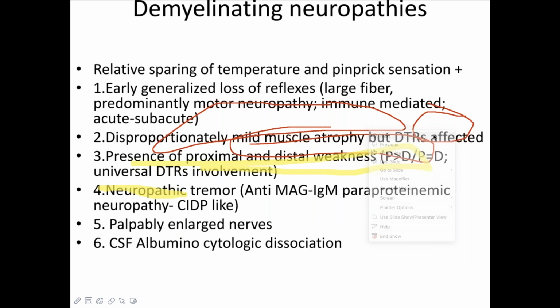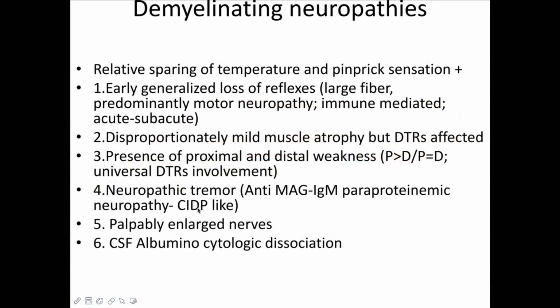However, now when we are contrasting from axonal to demyelinating, what is happening in demyelinating is there is a sparing of the temperature and pinprick sensation. There is an early generalized loss of reflexes mediated by the motor fibers, large fibers, and it might be acute to a subacute presentation. Just keep GBS in mind, right? There is disproportionately mild muscle atrophy. DTRs are affected. Reflexes are lost as a prototype. Then presence of proximal and distal weakness is there. Proximal is usually more than distal or equal.